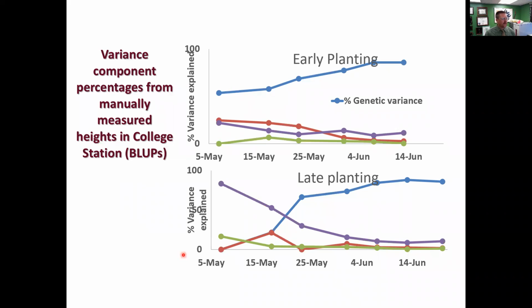All this is, we have multiple replicates in the field. We can dissect the variance into things like genetics. I don't have the other legends on here either. I think one of these is replicate variance, one of these is environment variance, and one of them is G by E variance. And we can see that the genetic variance increases over time.